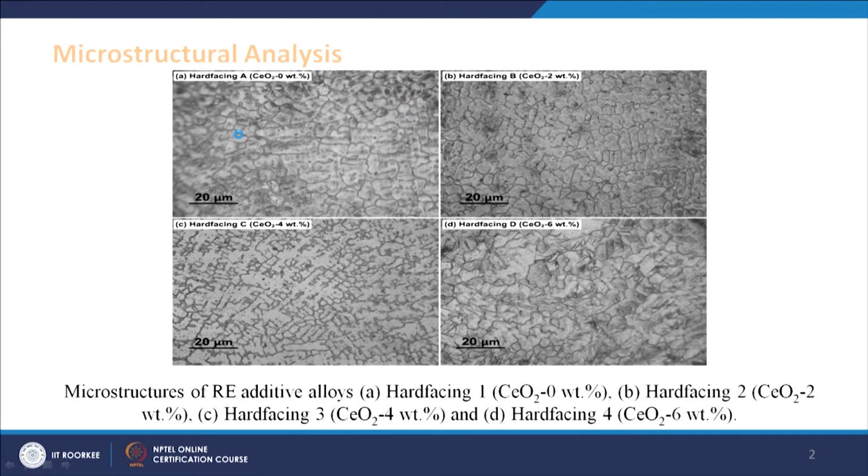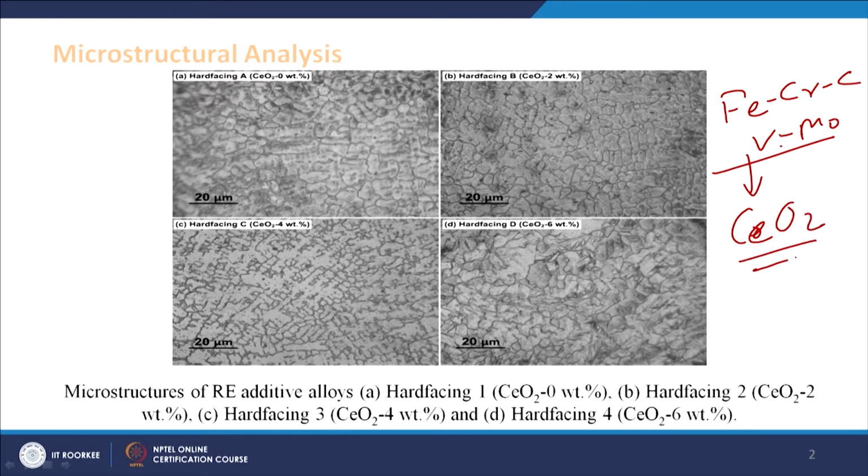If we see this typical micrograph, this is for the iron, carbon, chromium, vanadium, molybdenum hard facing, which has been modified by various proportions of Ceria addition. This hard facing was developed using 0% Ceria, then this was developed using 2% Ceria, then 4%, and accordingly 6%. If we see the micrograph, this offers a very coarse grain structure, and this is somewhat finer, and further finer for this case.